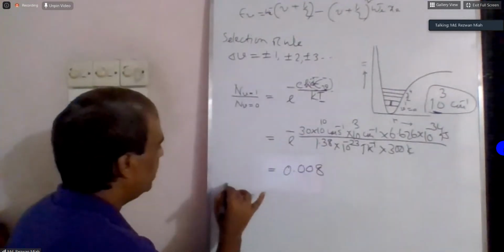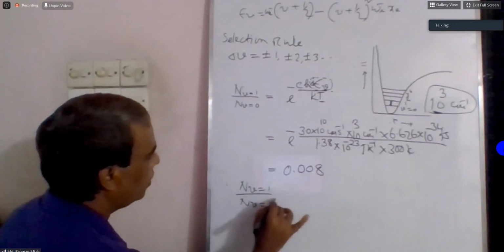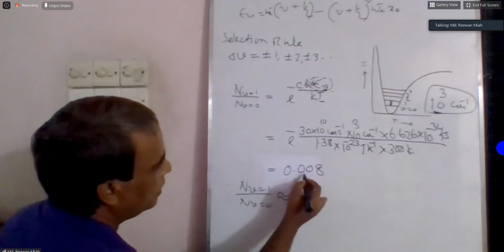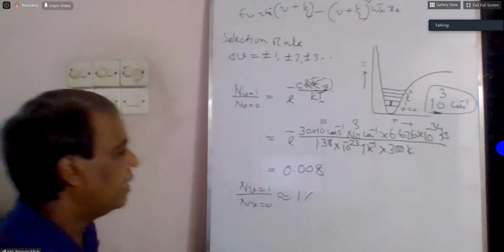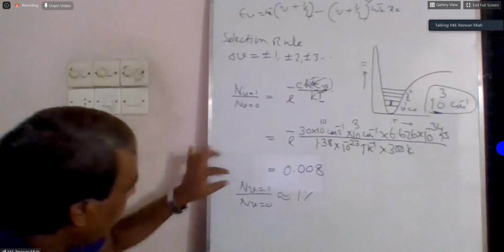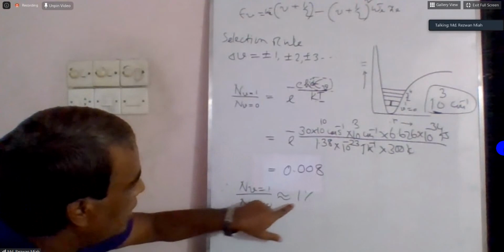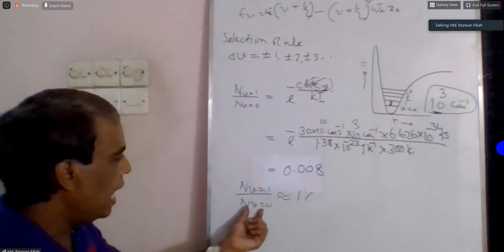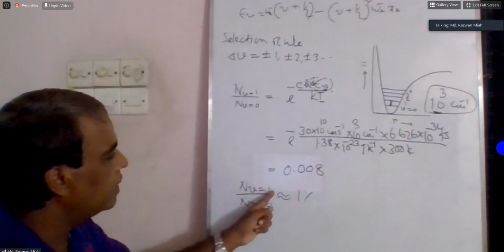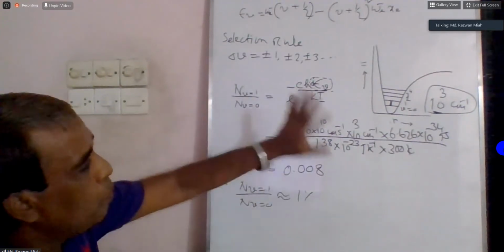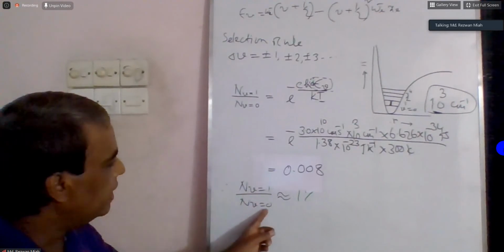What does this mean? Students, this means this ratio is approximately 0.08, meaning only around 1%, even less than 1%. So the number of molecules in one level divided by the number of molecules in zero level is equal to 1%. That means of 100 molecules in zero level, only one molecule is in the mu 1 level. So we can consider that mostly the molecules occupy the zero level.